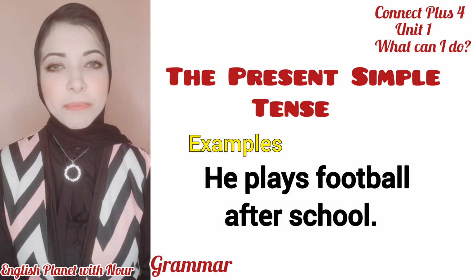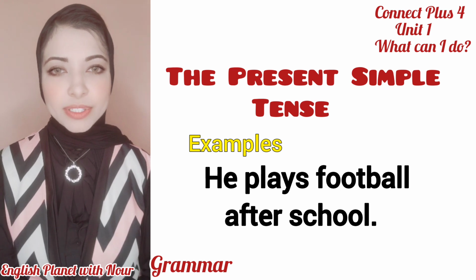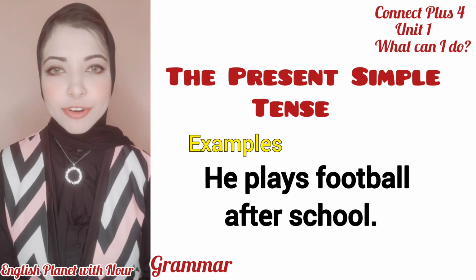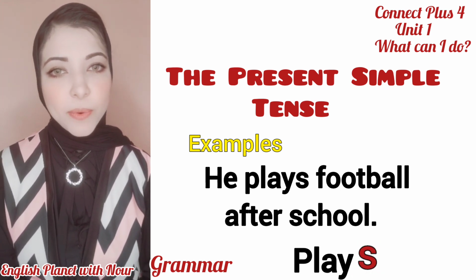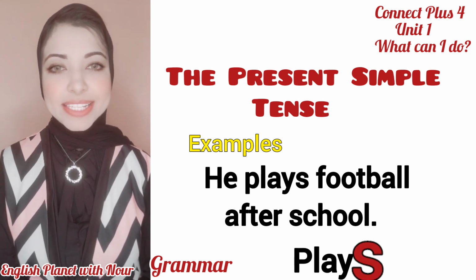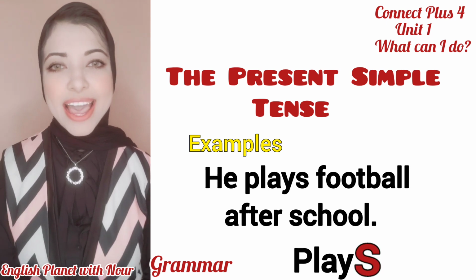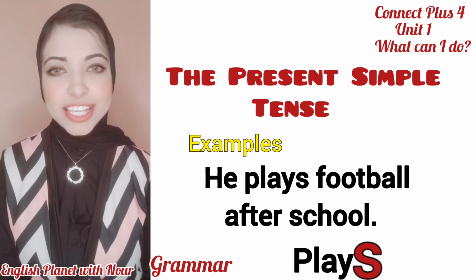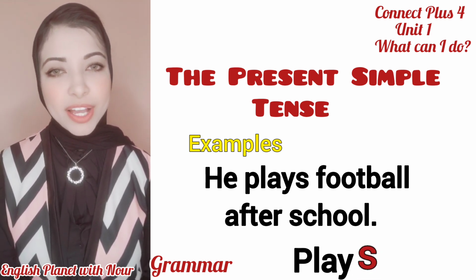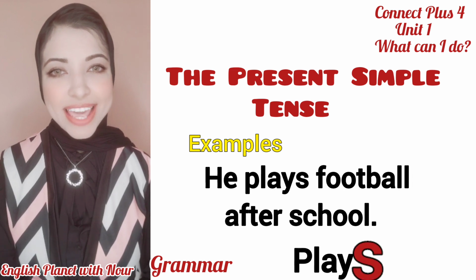examples. He plays football after school. The pronoun he takes the verb plays with s. Why? Because he is a singular pronoun. It refers to a boy, only one boy. And imagine that he is very weak. So the verb that comes with he takes letter s.